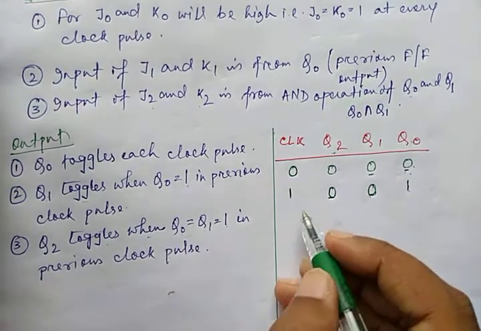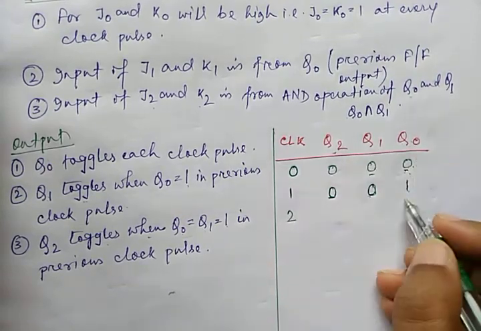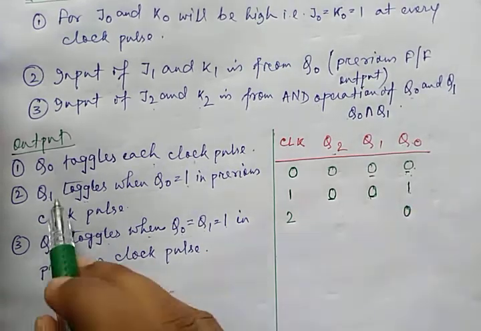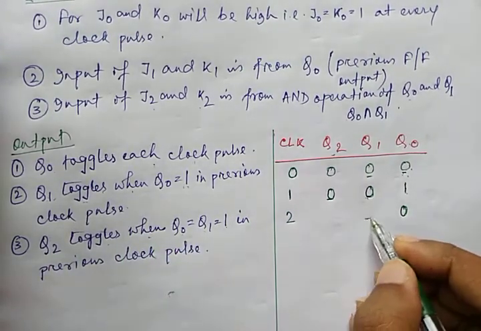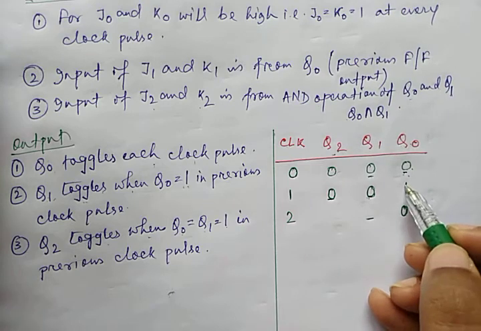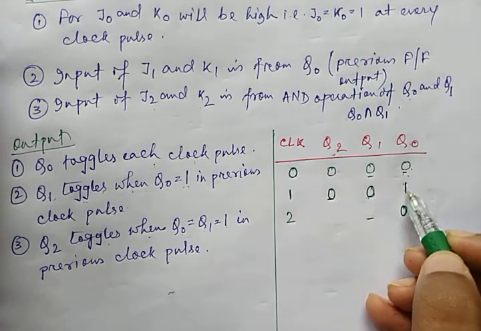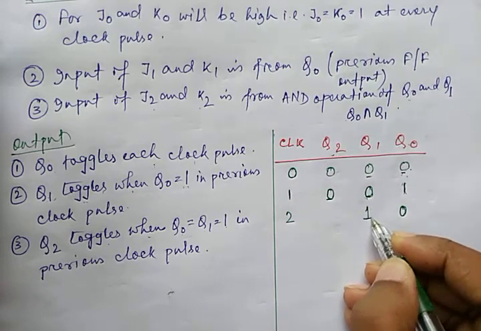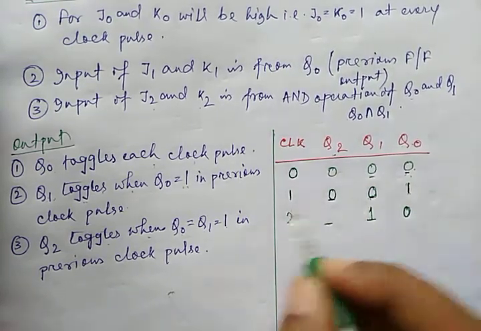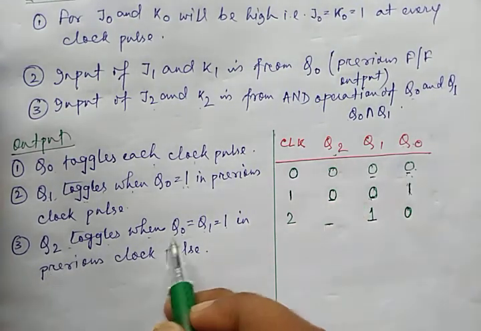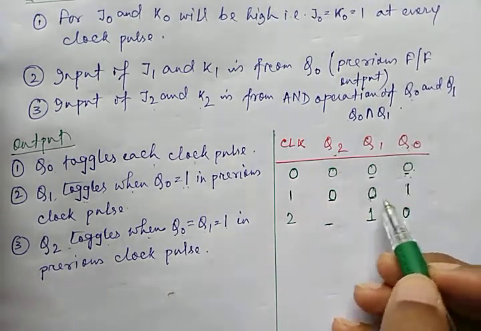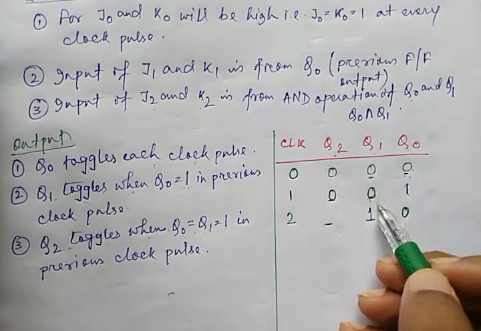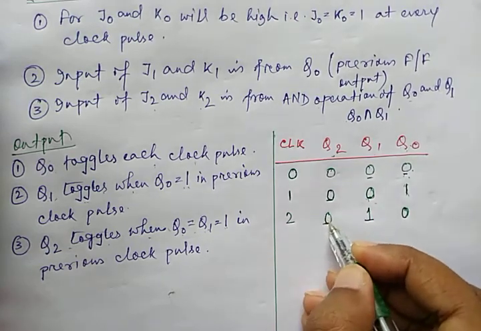Okay. In our next state, Q0 toggles, because Q0 toggles each clock pulse, that means it will be 0. Q1 toggles when Q0 is 1. For Q1, you can see here Q0 is 1 in the previous state. So Q1 toggles, meaning its previous value is 0, now it will be 1. And for Q2, in order to toggle Q2, the values of Q0 and Q1 must be 1. But it is not, because only Q0 is 1, Q1 is not 1. So it will not toggle.